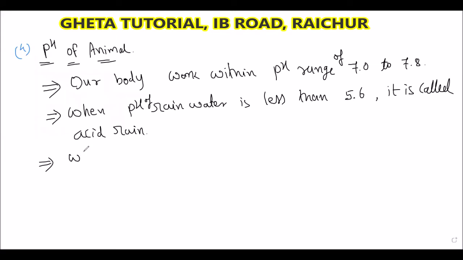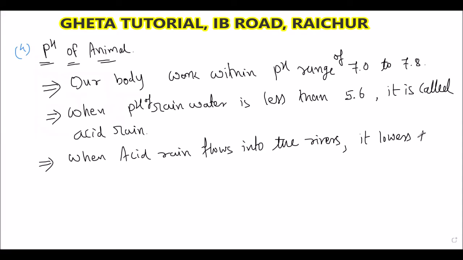So you should remember that when acid rain flows into the rivers, it lowers the pH of the river water. Acidity increases and pH decreases, so it is very difficult for aquatic life to survive.